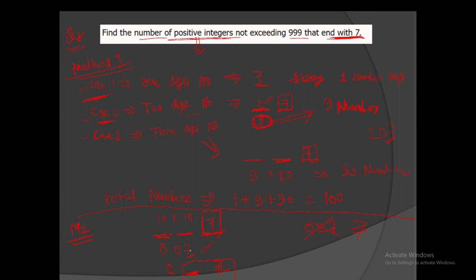And if it is 0, 7, say this is 6. If it is 0, then also the case is valid, right? Because 607 is a 3-digit number and it is a valid case.